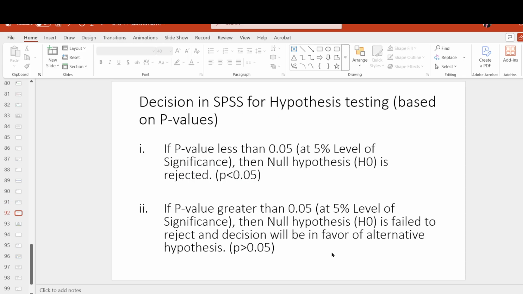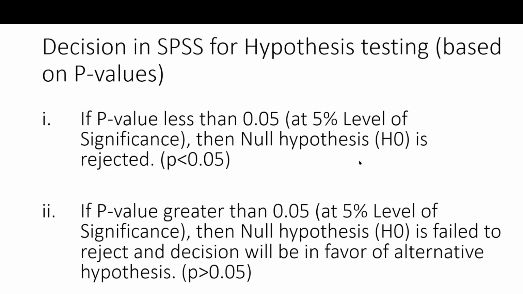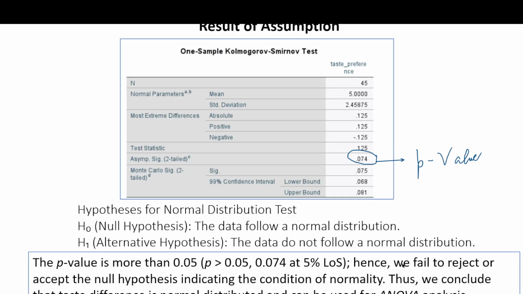Now the decision in SPSS for hypothesis testing is based on the p-value. If the p-value is less than 0.05 at 5% level of significance, then the null hypothesis H naught is rejected. And if the p-value is greater than 0.05 at 5% level of significance, then we fail to reject the null hypothesis H naught, and the decision will be in favor of the alternative hypothesis.